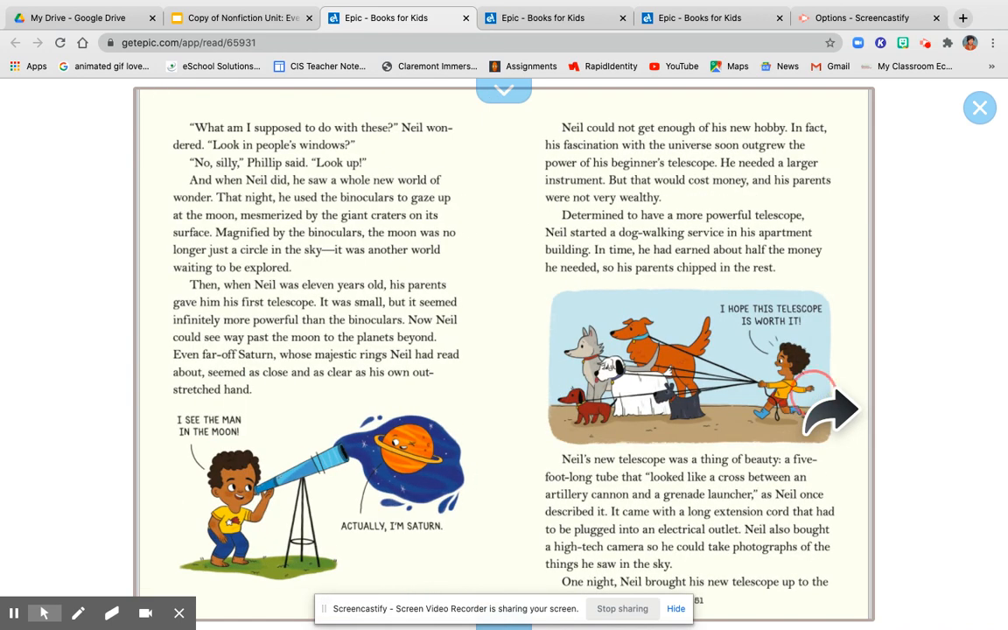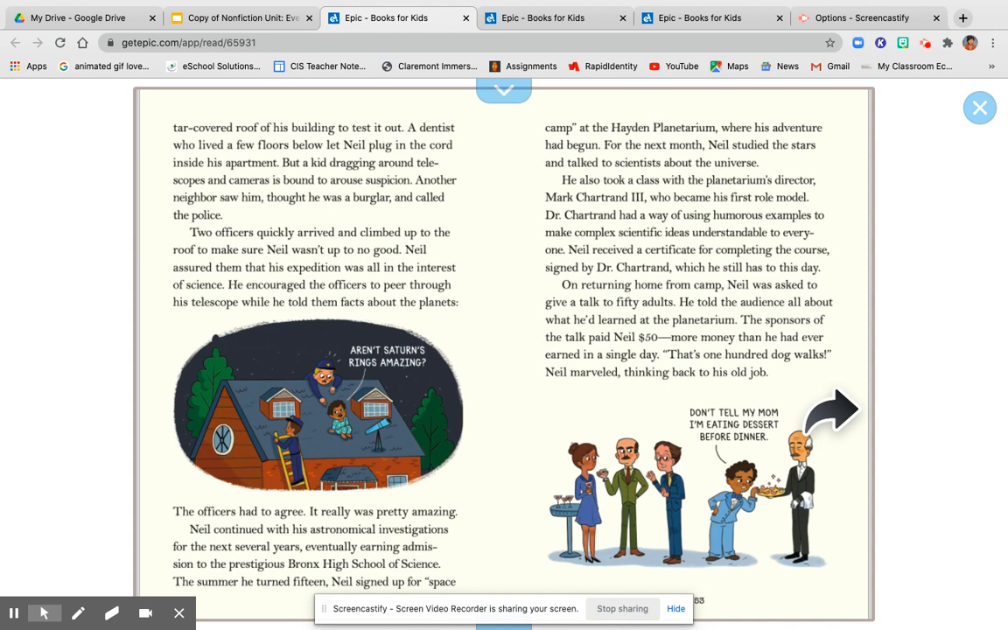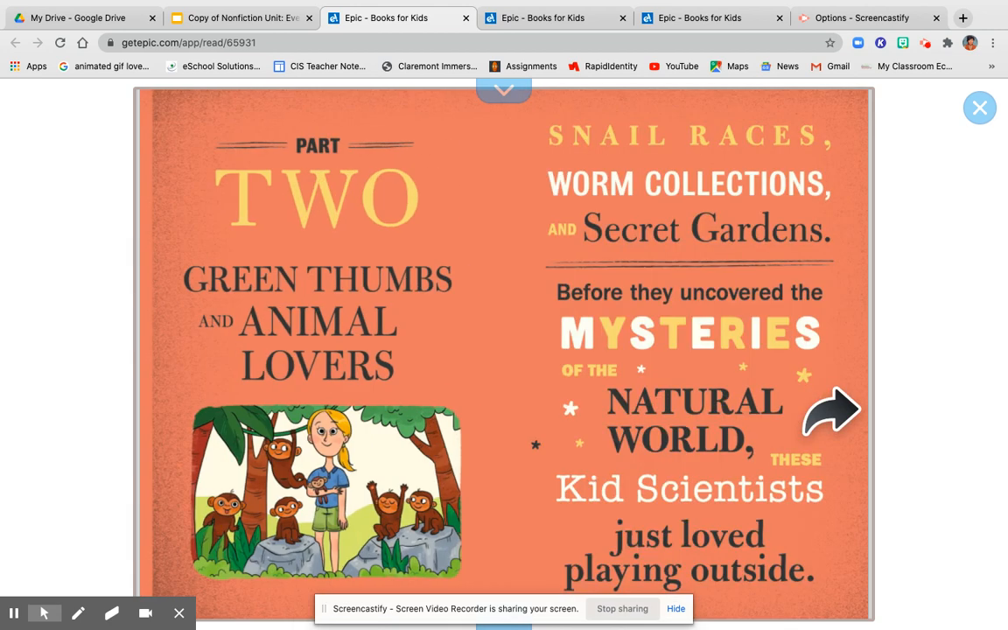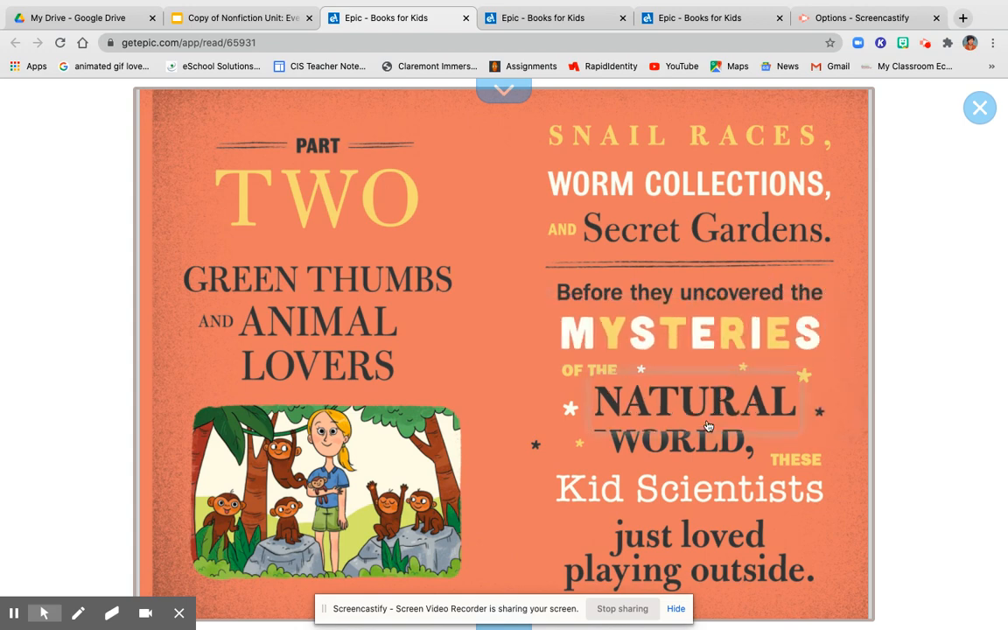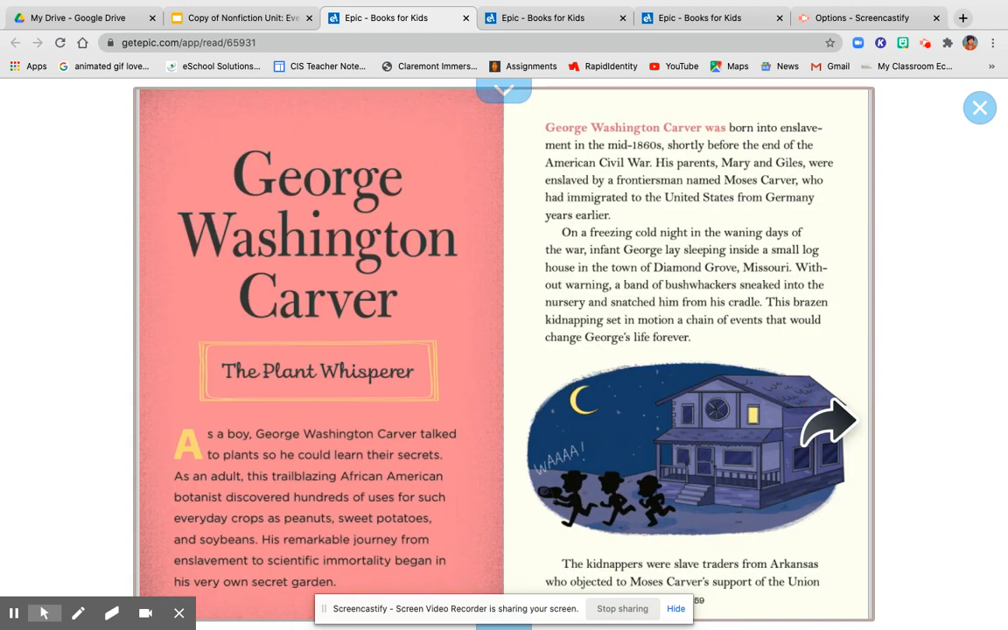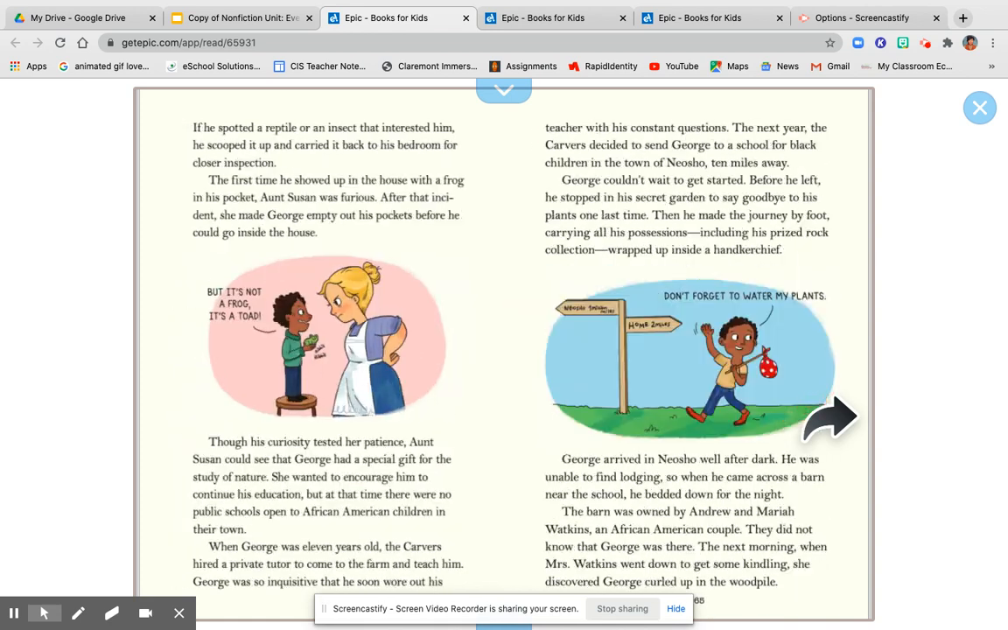One thing that I've also noticed is that a lot of the content vocabulary is not highlighted. There was no table of contents, so that's kind of hard. It does have sections, part 1 and part 2, so that we know that these are having to do with mysteries, natural world, but it doesn't really provide us with much guidance.